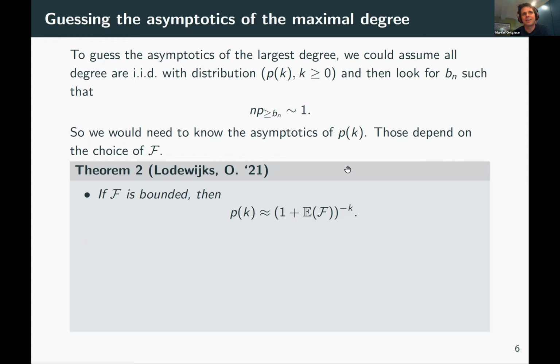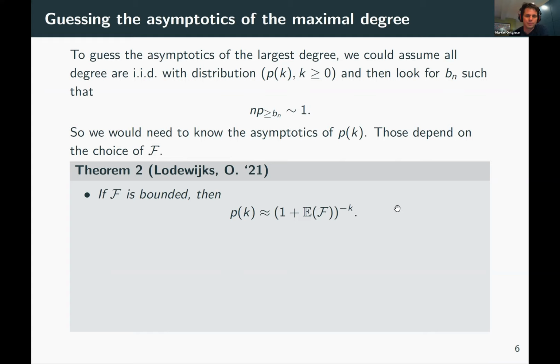If you're taking a fitness distribution that is bounded, then you can work it out and you get exponential decay of the degree distribution, as you would expect for a geometric distribution. So it's just a perturbation of the case when it's bounded in some sense.